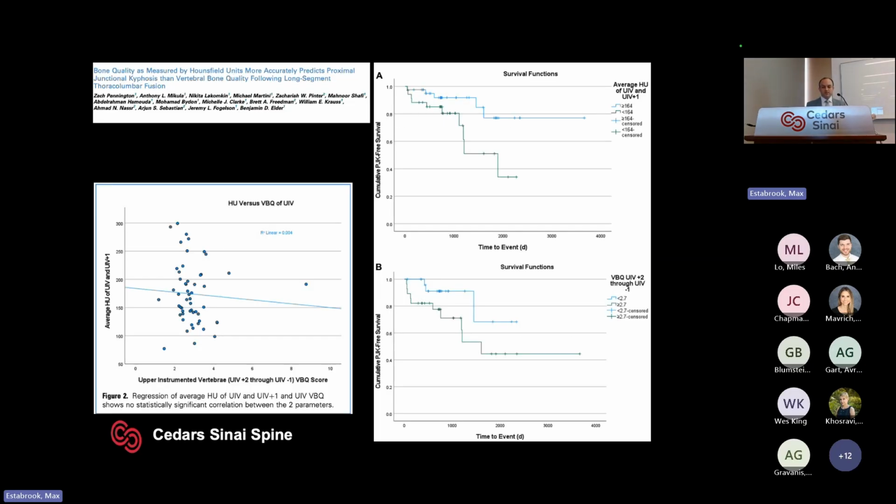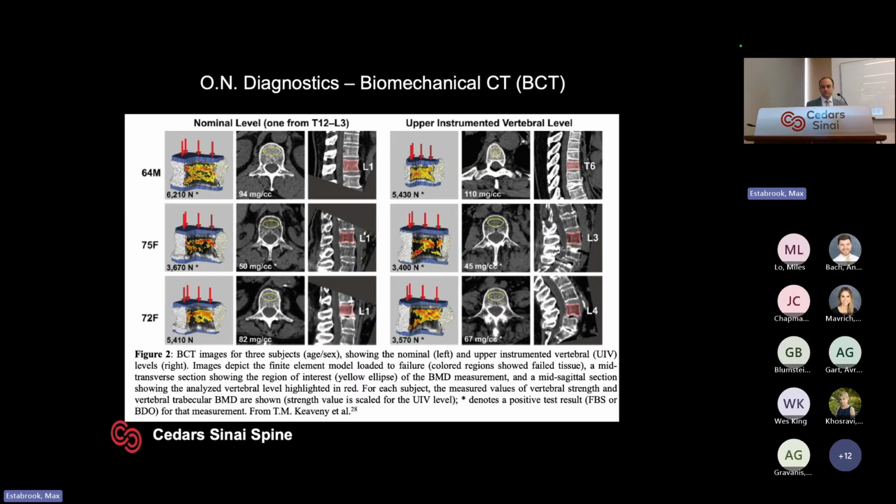And here's an example. This is looking at PJK out of the Mayo group. Basically, Hounsfield units didn't correlate at all with their vertebral bone quality score. They're completely different measures, and it did a much worse job of predicting PJK than Hounsfield units did. So I would turf that. I wouldn't start making MRI measurements of your bone quality score anytime soon. So I think that CT is probably going to be the mainstay measure.